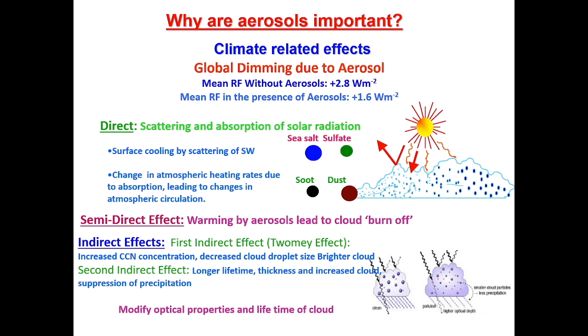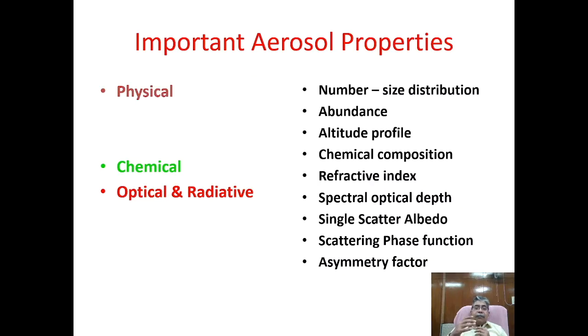On the other hand, if those aerosols are absorbing in nature, then inside the cloud there will be more absorption of radiation. So the whole cloud will be heated from inside because of these minute particles, and because of that heating, the cloud burn-off effect will take place, and eventually it will affect the rainfall. So these are the processes by which the aerosols affect the climate in a very long way.